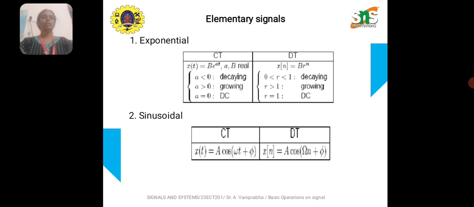So how do we represent an exponential signal? X of t is equal to e power minus at. If the exponential power is minus a, then the resultant signal is a decaying signal. If it is plus a, then the resultant signal is a rising exponential. If it is equal to 0, then it is a constant value. What about the sinusoidal signal? We know x of t can be represented as a sine omega t or a cos omega t plus theta. So this is the representation of a sinusoidal signal.